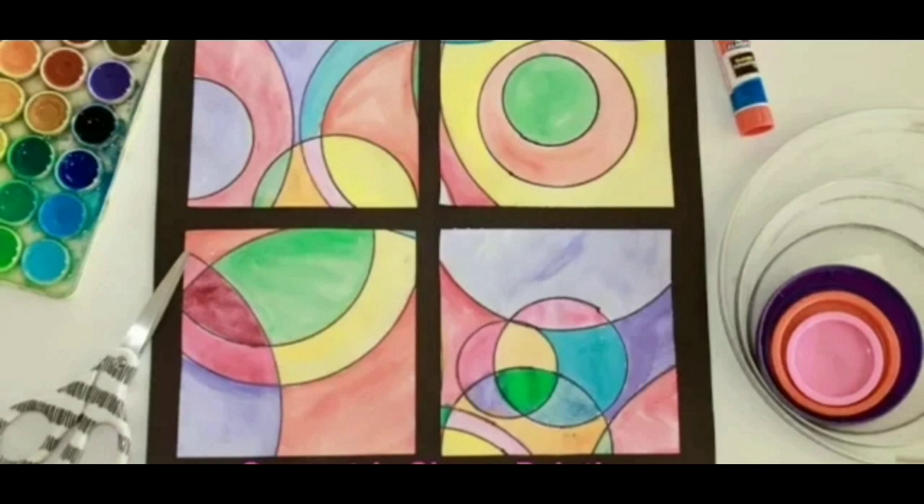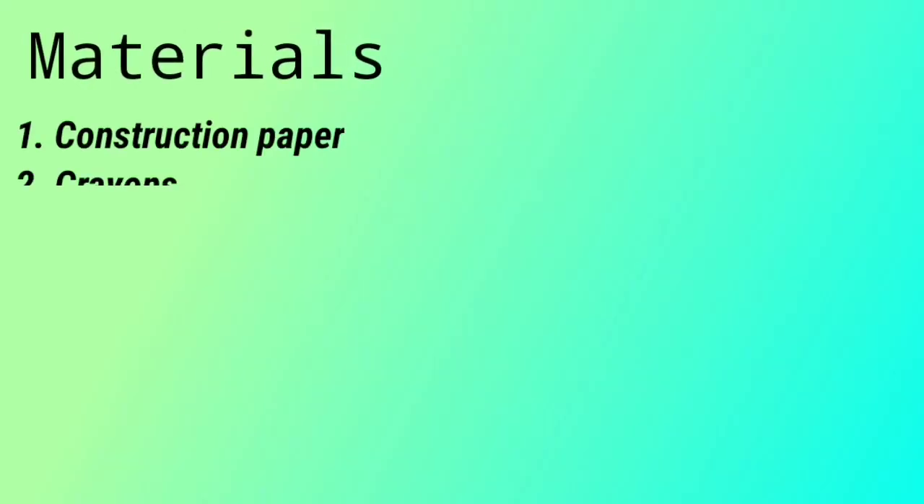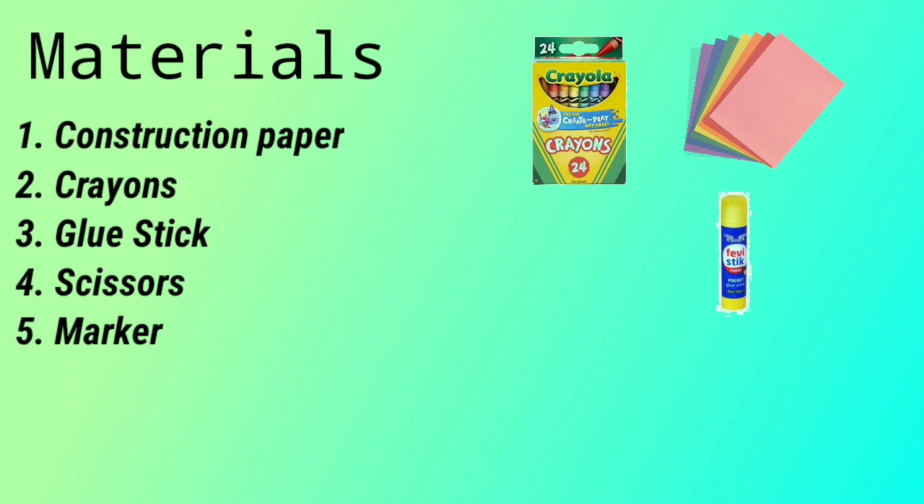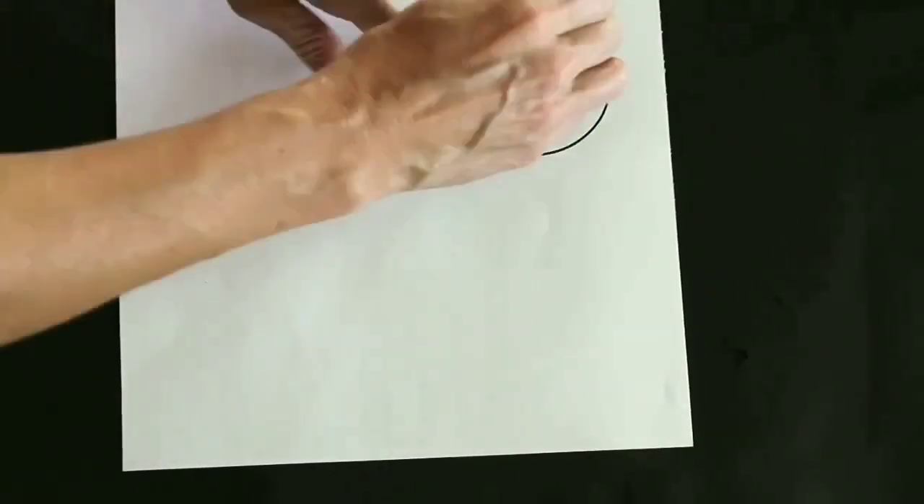First topic is create a collage using abstract art and 2D shapes from lesson number 9, shapes and pattern. Material you need for this topic are construction paper, crayons, glue stick, scissors, marker for outline.